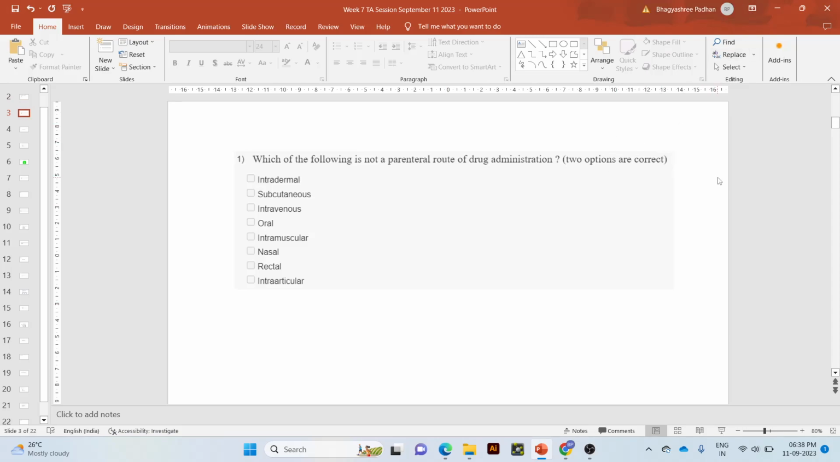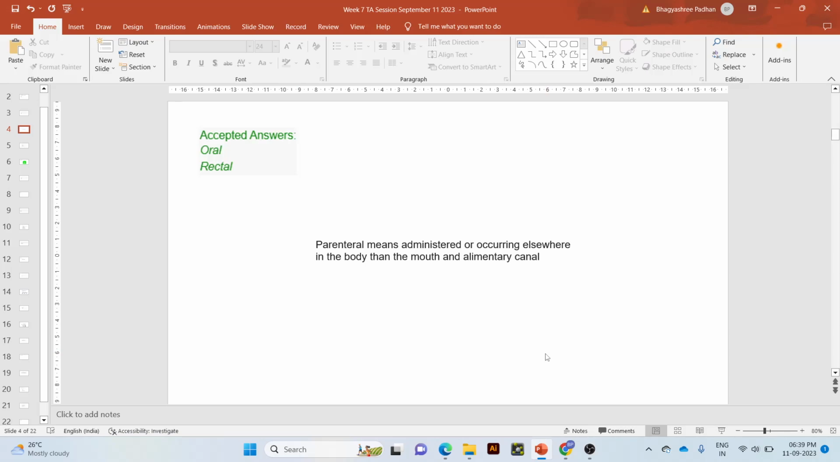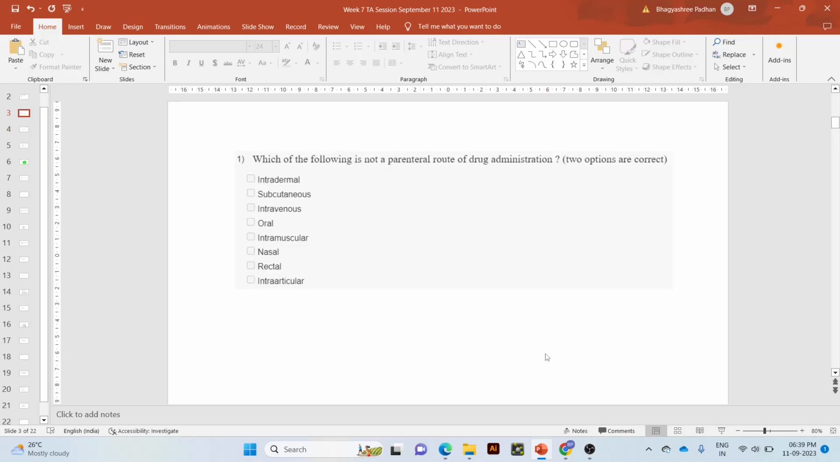Okay. So the first question was, which of the following is not a parenteral route of drug administration? So parenteral route is the route that involves other than mouth or alimentary canal. So here oral and rectal are part of the mouth and alimentary canal, so all the other routes are parenteral routes. So oral and rectal would be the correct options. They are not a parenteral route of drug administration.